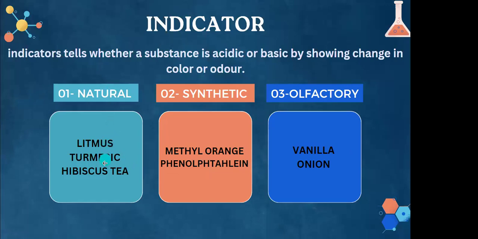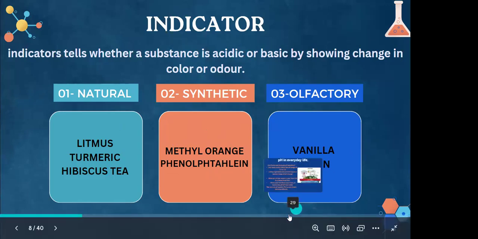So natural indicators, we have discussed 3. Synthetic indicators, we have discussed these 2. And for olfactory indicators, we have discussed vanilla and honey.